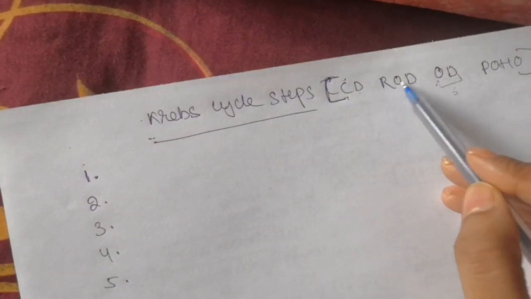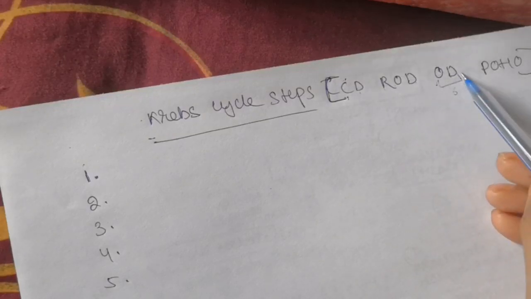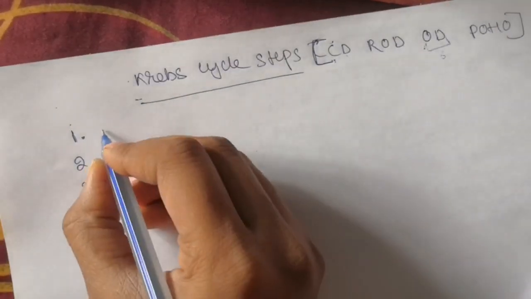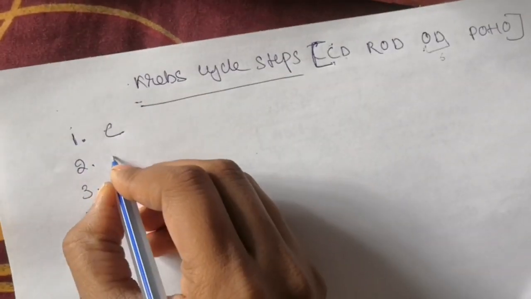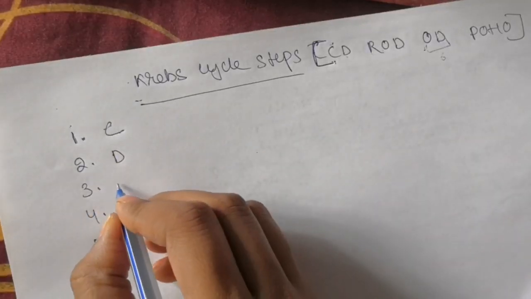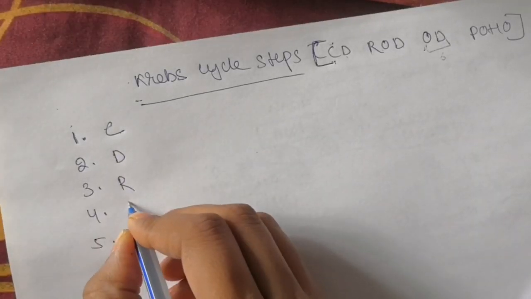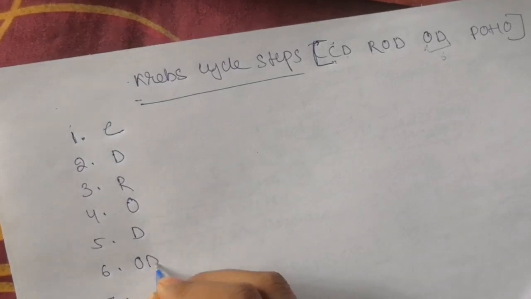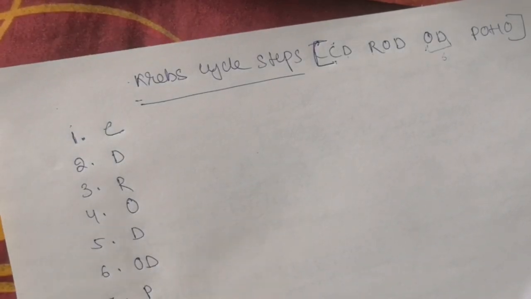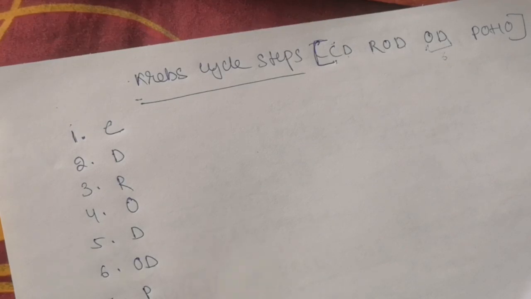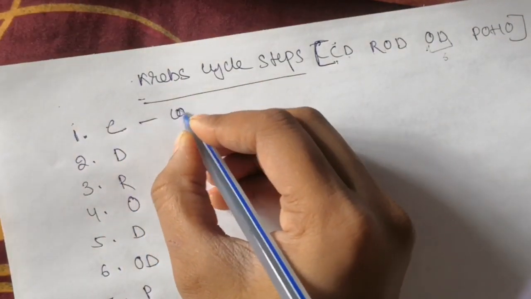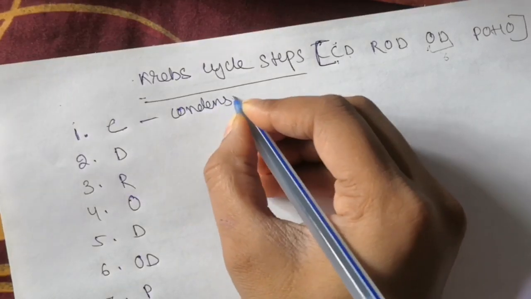1, 2, 3, 4, 5. This OD whole is 6. Then 7, 8, 9, 10. Okay. Number 1 is C. Number 2 is D. Number 3 is R. Number 4 is O. Number 5 is D. Number 6 is OD. Number 7 is P. Number 8 is O. Number 9 is H. Number 10 is O.